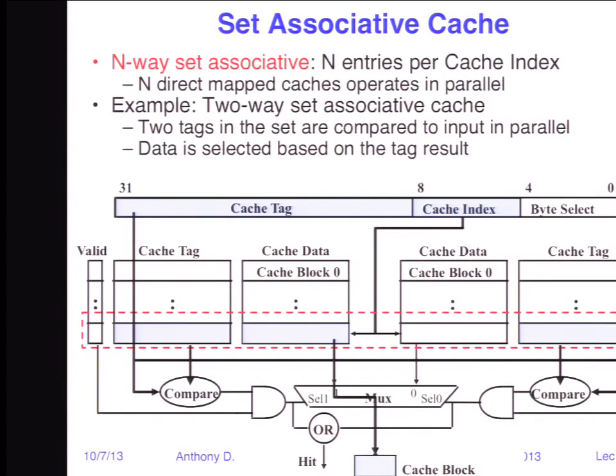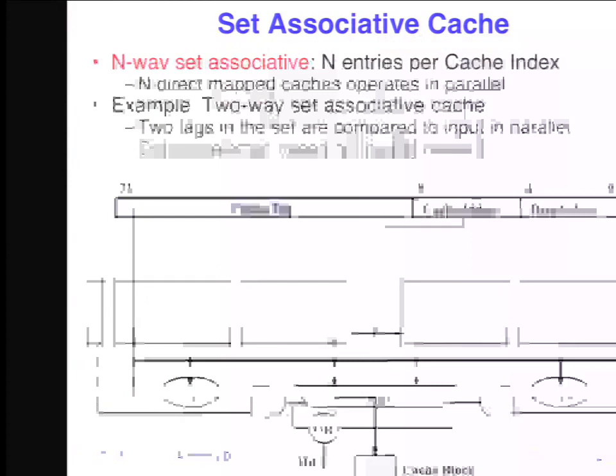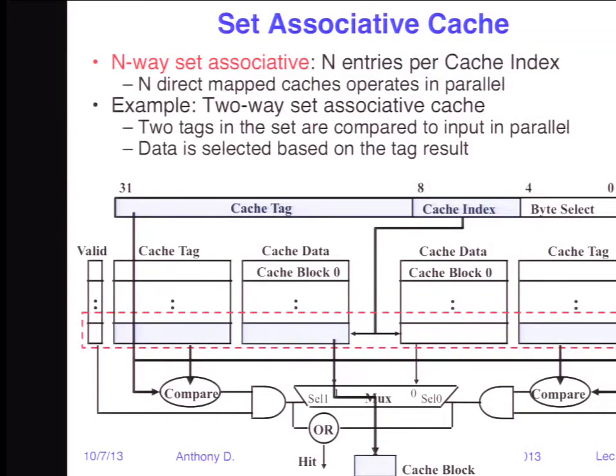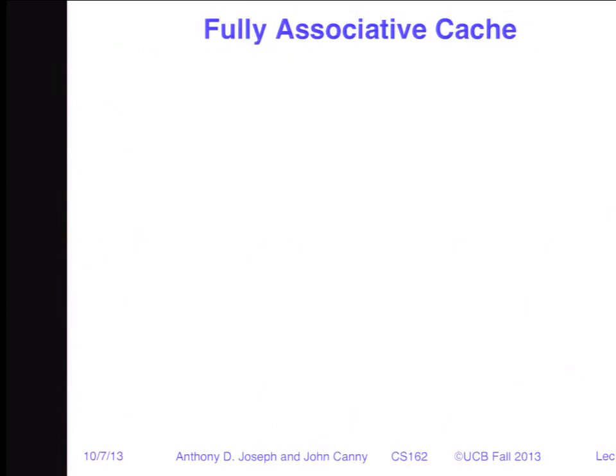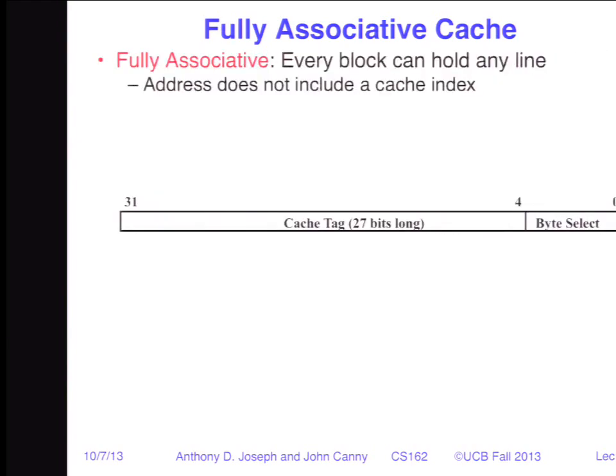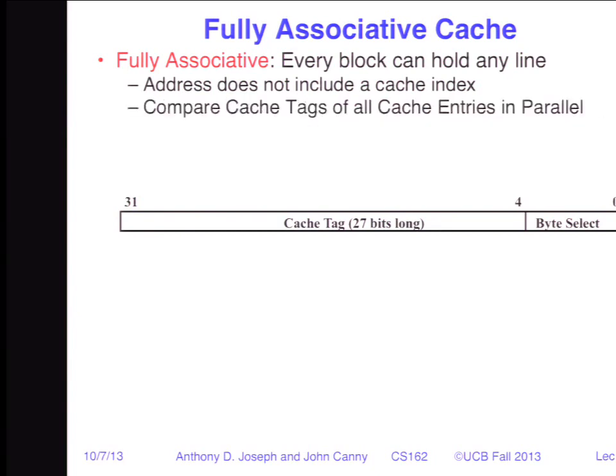Okay, so we have 8-way set associative. We could just take that to infinity. If we made it completely associative, that's the fully associative version. Now in the fully associative version, we have our byte select. We get rid of the index because there is no place that we look to find it. We have to look everywhere. So now our cache tag is really long. It's 27 bits. We don't have the 4 bits of index anymore.